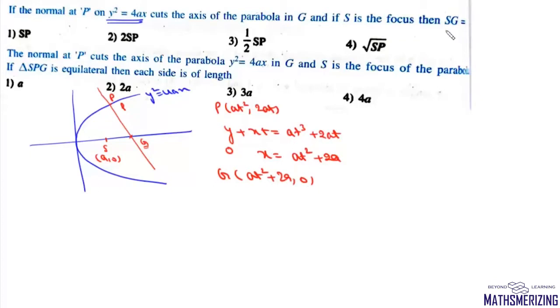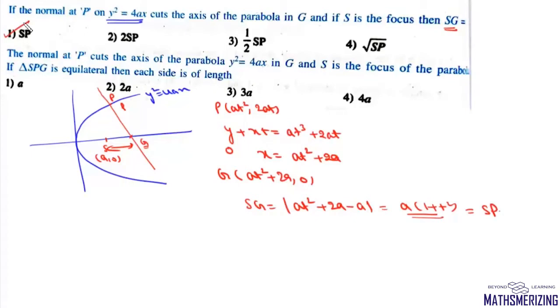Now we need to find this distance SG. So this distance SG is simply at squared plus 2a minus a. So it will simply be a plus at squared, that is a(1 plus t squared). And we know that this is the focal distance, which is equal to simply SP. So the answer to this question is option number 1.